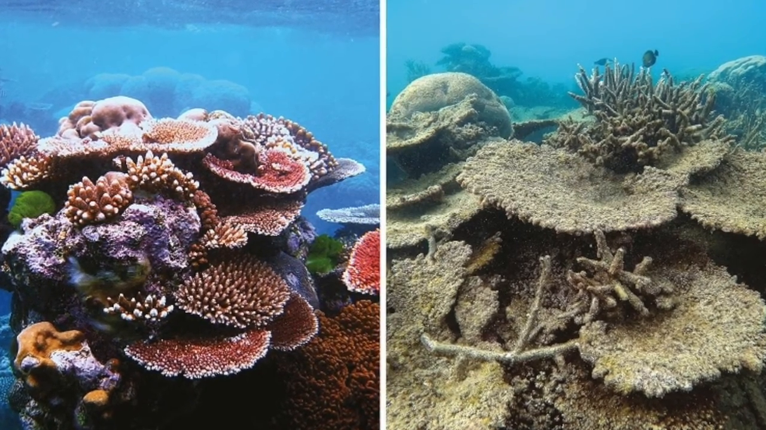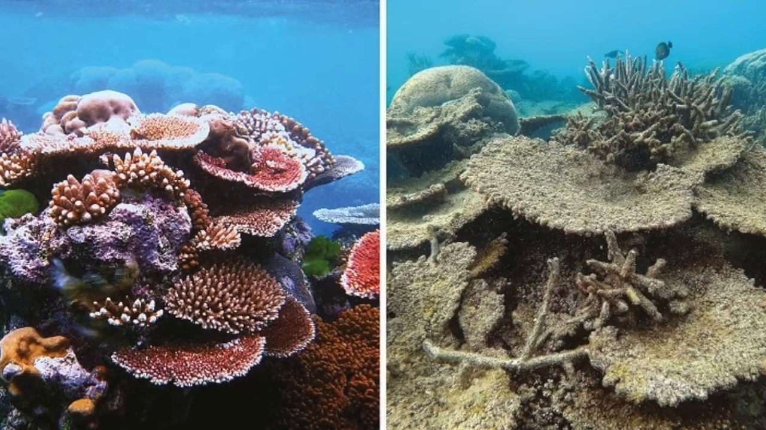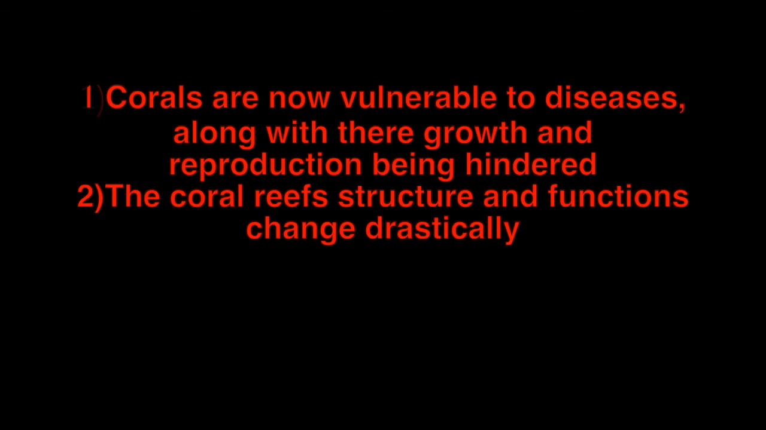If conditions in the water that stress the corals do not get better, the symbiotes that lived in the corals do not return. Two major consequences of coral bleaching are: 1. Corals are now vulnerable to disease, along with their growth and reproduction being hindered. Secondly, the coral reef structure and function change drastically.